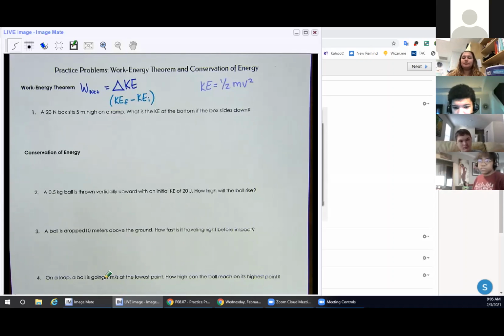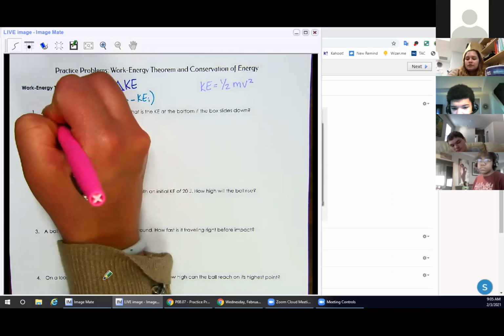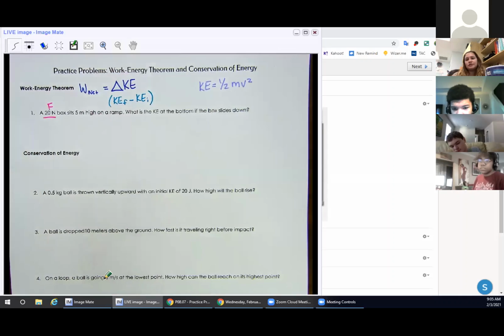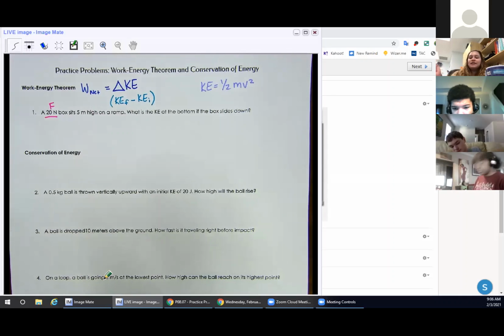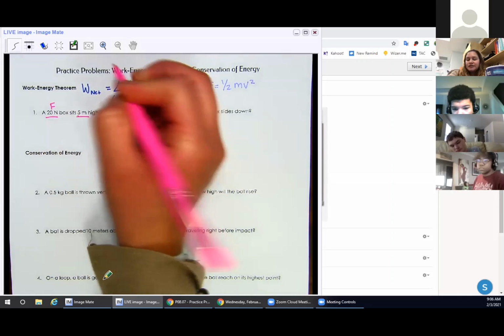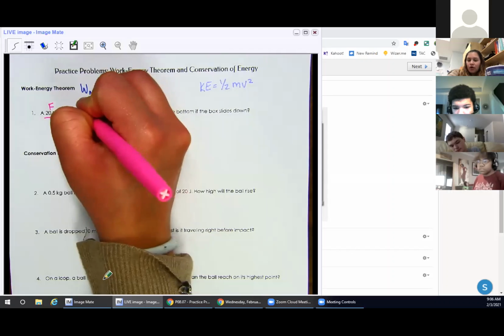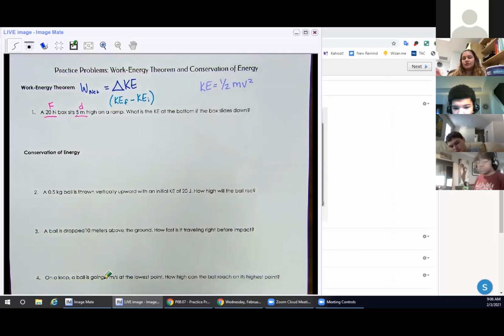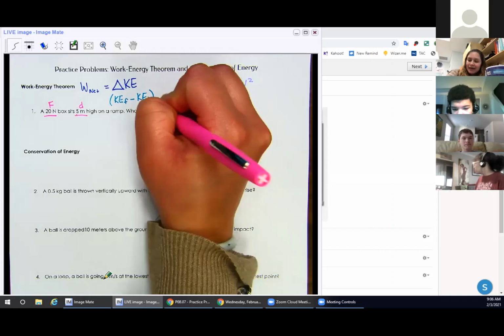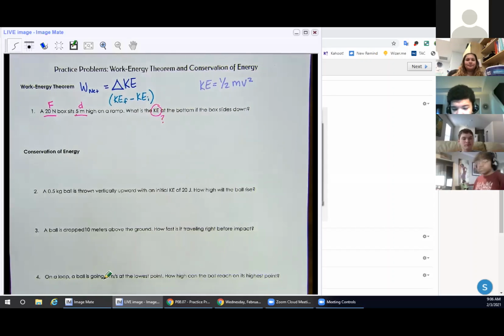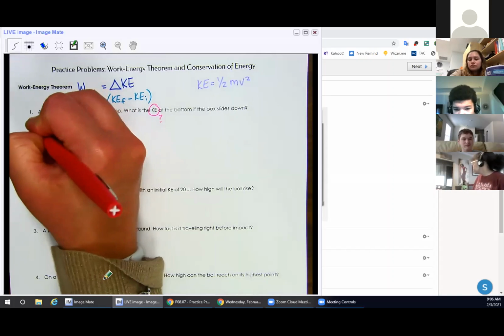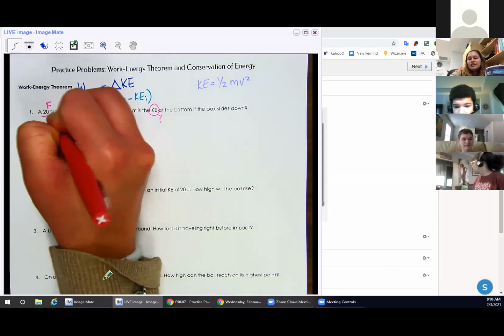So in example 1, we have a 20 Newton box. Newtons measures force. It sits 5 meters high on a ramp. 5 meters measures our distance or our height, whichever one you want to use. What is the kinetic energy at the bottom if the box slides down? So we're looking for our kinetic energy. On this one, we're given force and we're given a distance. We know that with force and distance, we can find work.